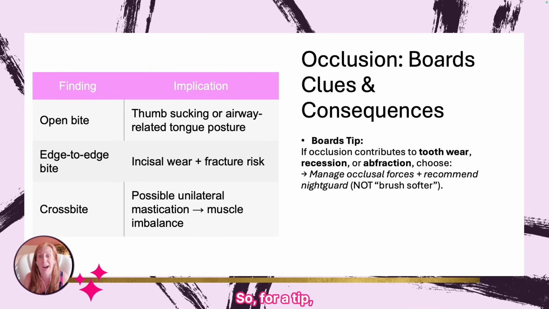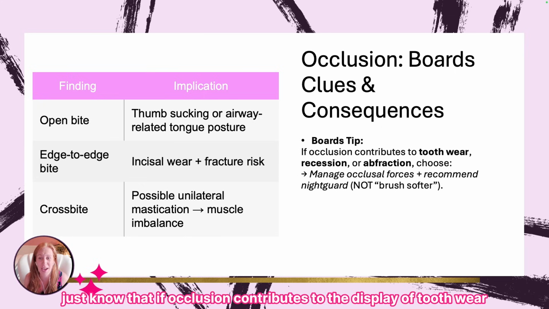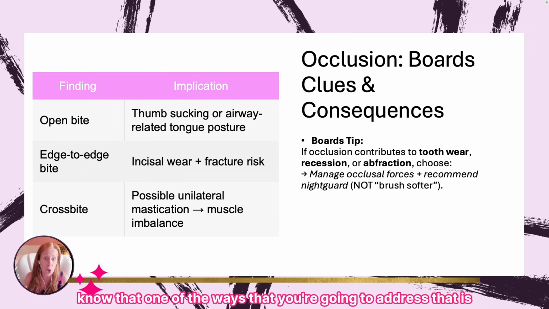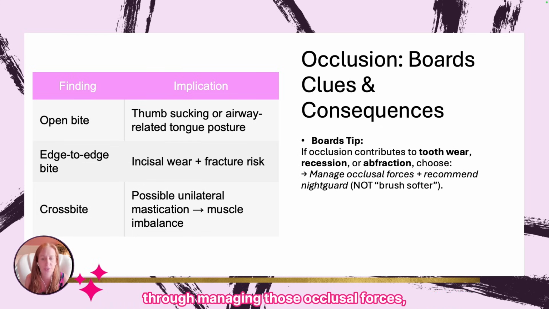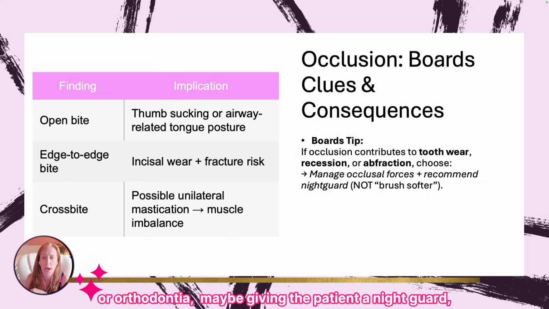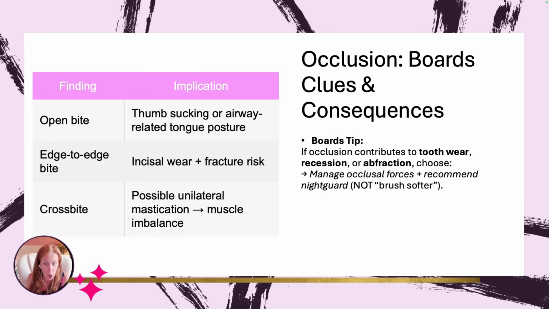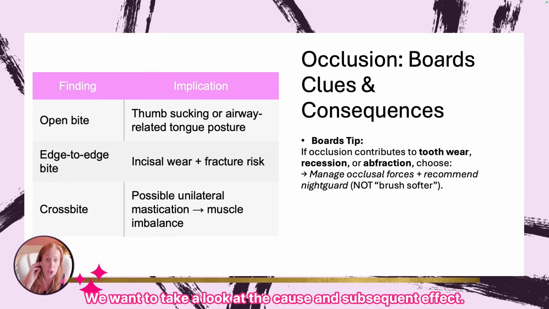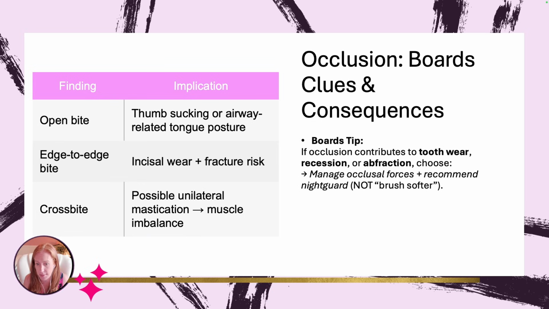So for a tip, just know that if occlusion contributes to the display of tooth wear, recession, and abfraction, one of the ways that you're going to address that is through managing those occlusal forces, perhaps doing aligner therapy or orthodontia, maybe giving the patient a night guard, not having the patient brush softer. Okay, we want to take a look at the cause and subsequent effect.